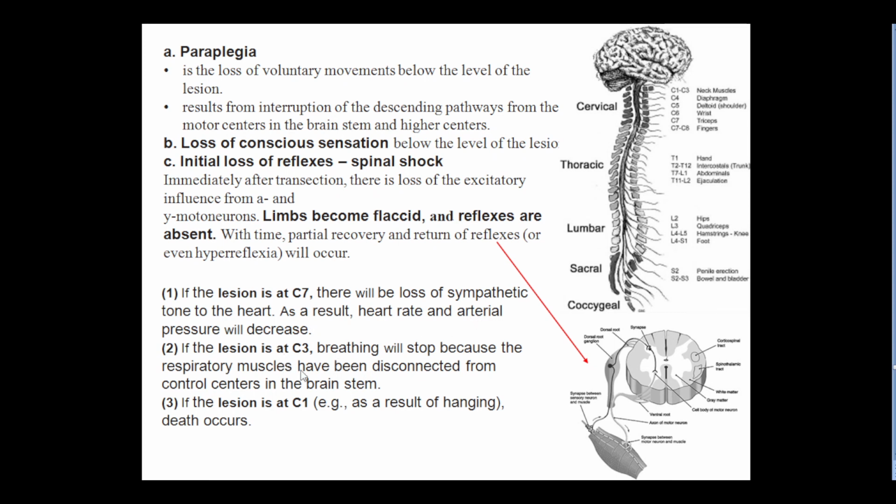Now, if the lesion is at C3, breathing will stop, because this is where you have the center of the phrenic nerve, which innervates the diaphragm. And if the diaphragm does not receive any stimuli from the respiratory center, the person might not be able to breathe. And this is the worst condition, when the entire spinal cord loses the connection with the upper centers, and it leads to death immediately.